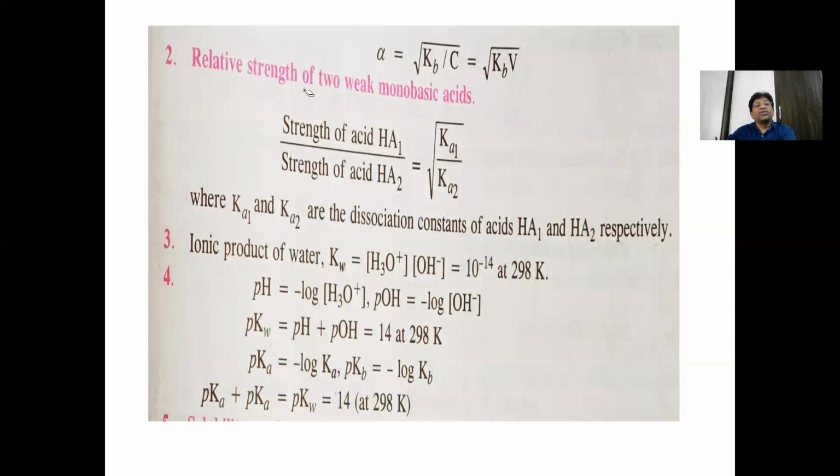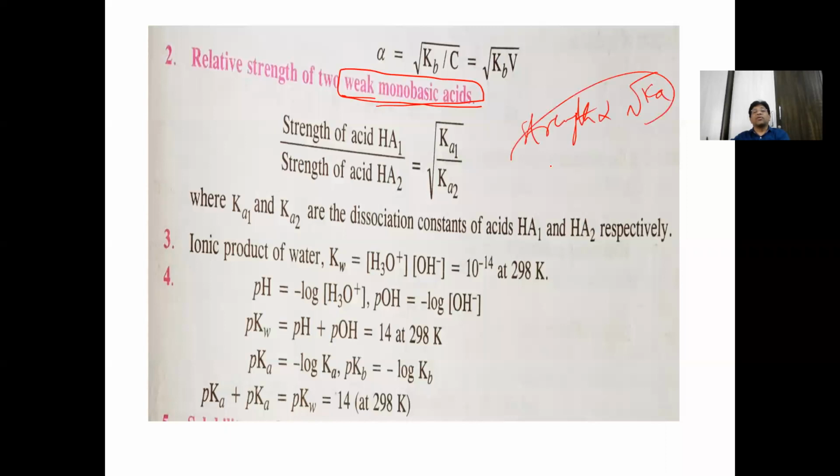Next one, relative strength of two weak monobasic acids. In this case, strength of acid HA1 by strength of acid HA2 is equal to under root Ka1 by Ka2. So what is the relation here? Strength of acid 1 by acid 2 is equal to under root Ka1 by Ka2. So strength is directly proportional to the square root of Ka. So more the Ka value of the acid, more will be the strength of the acid.